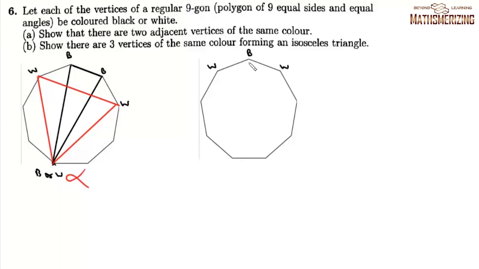Now, what about this case, when we have white, black and white? These two cannot be white, because if it is white, then we'll have an isosceles triangle. So this one should be black, and here also it should be black, because if it is white, then we'll have isosceles triangles. But if we choose them as black, then we have this triangle which is isosceles. So in any case, we'll always get an isosceles triangle. So from contradiction, we can say that there are three vertices of the same color forming an isosceles triangle.